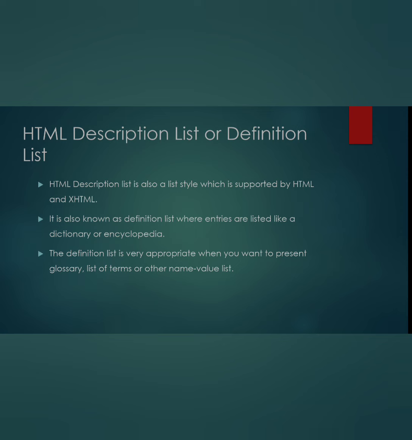HTML description list or the definition list. HTML description list is also a list style which is supported by HTML and XHTML. It is also known as definition list, where entries are listed like a dictionary or encyclopedia. The definition list is very appropriate where we want to present a glossary, list of terms, or other name value list.